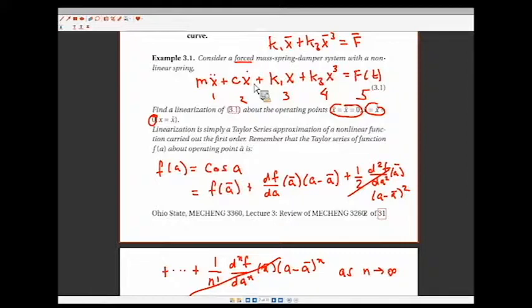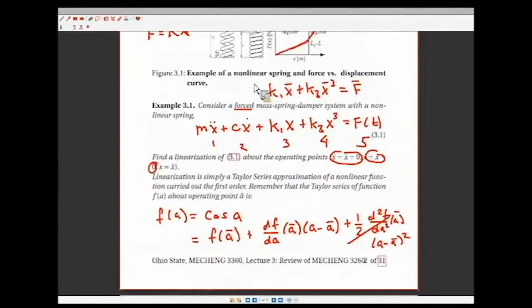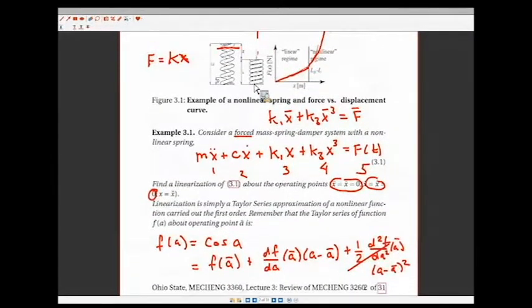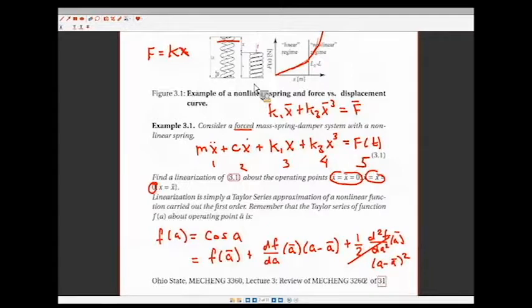Yes? Do we just define f bar to be that value, or where did that come from? F bar is the solution at equilibrium, at rest.